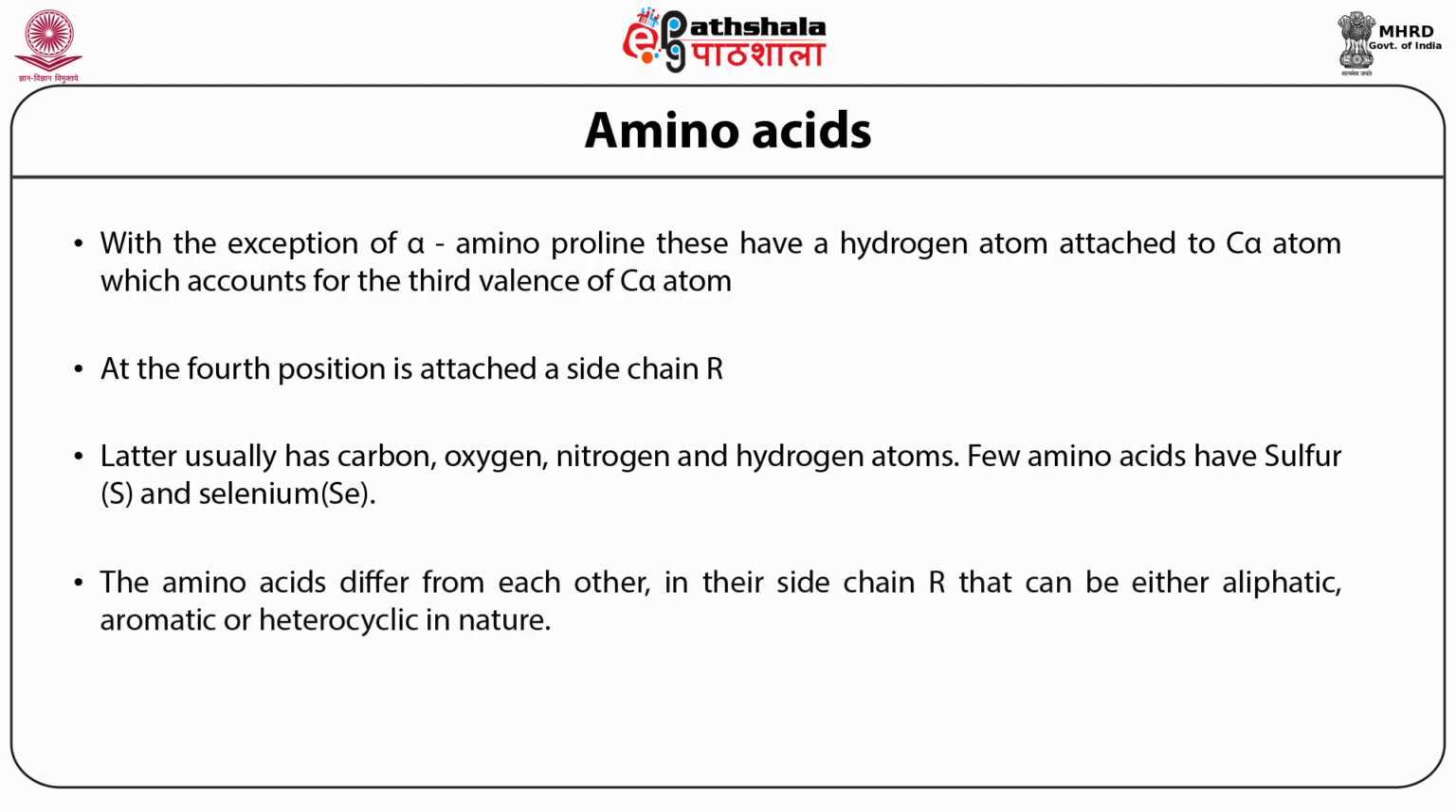The amino acids differ from each other in their side chain R, that can be either aliphatic, aromatic or heterocyclic in nature. The exception is glycine, which is abbreviated as GLY or one letter code G, which has a hydrogen atom H attached as a side chain.